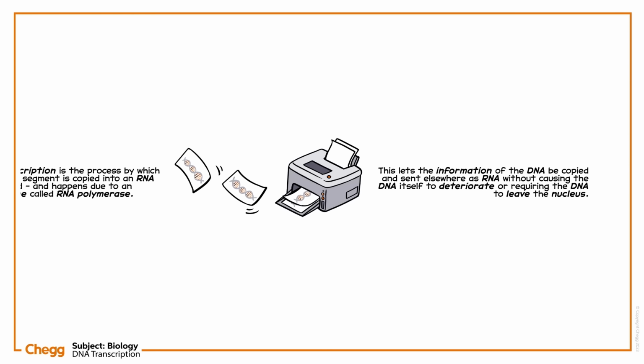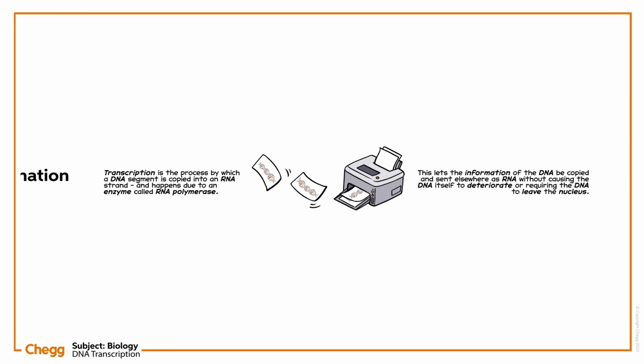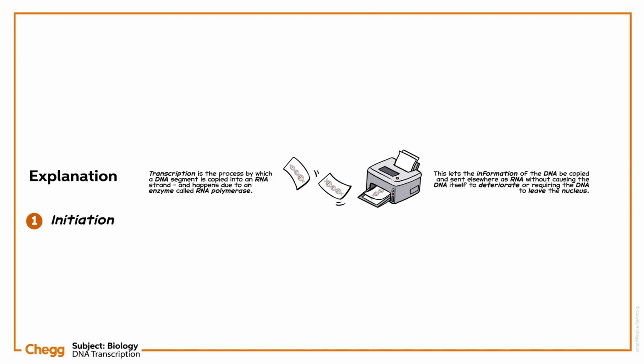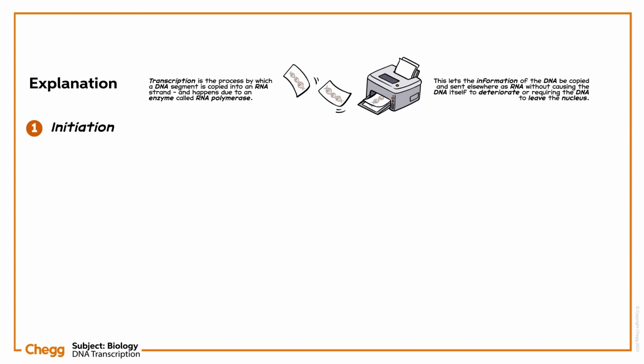This process happens in three distinct steps: initiation, elongation, and termination. So let's look at these individually, starting with initiation. As you'll likely have gathered from the stage's name, this is the part where the transcription is initiated.